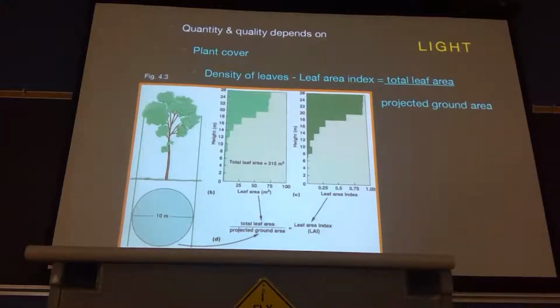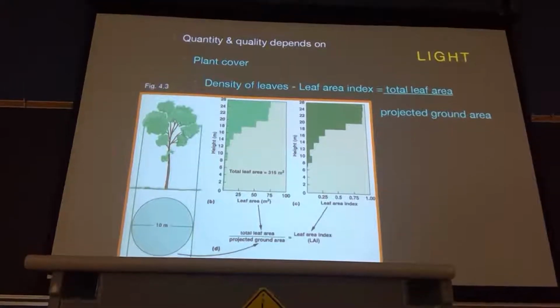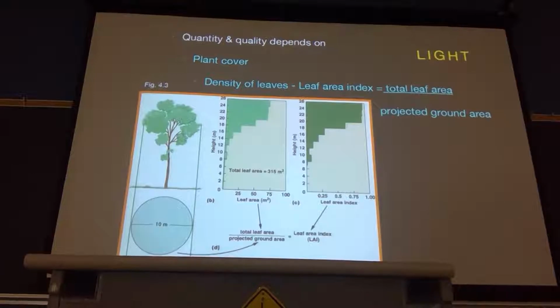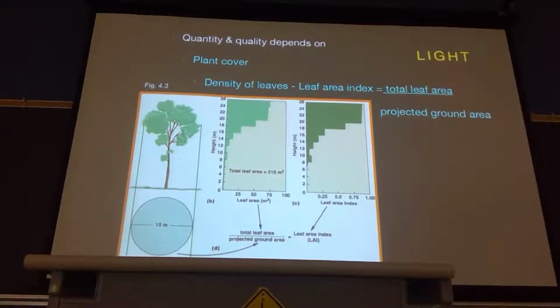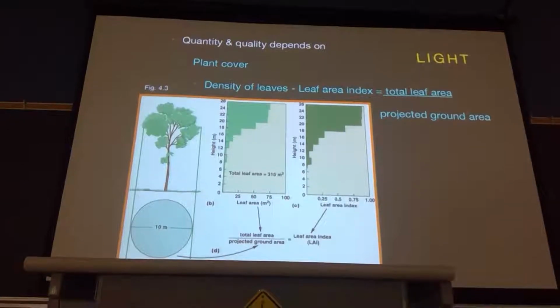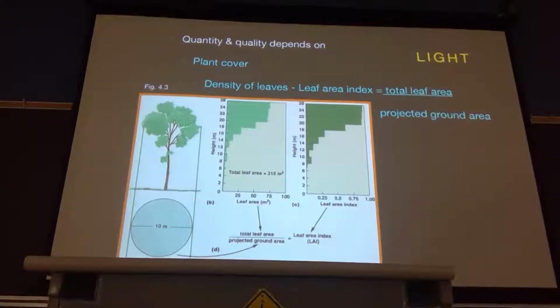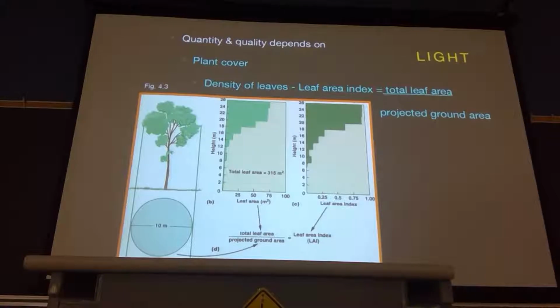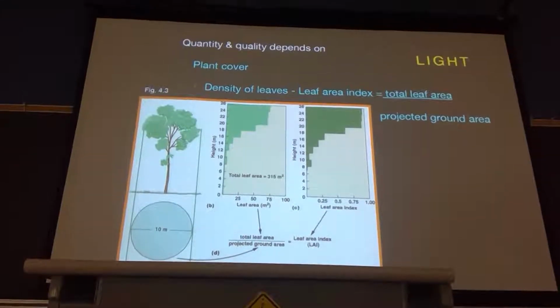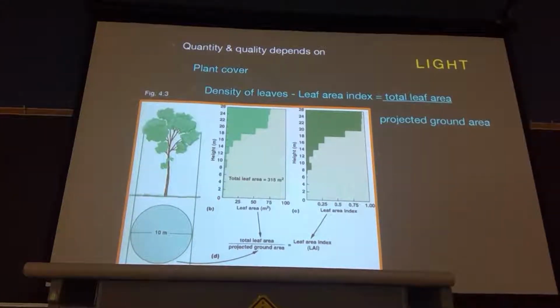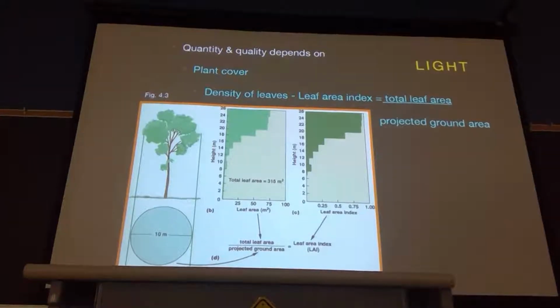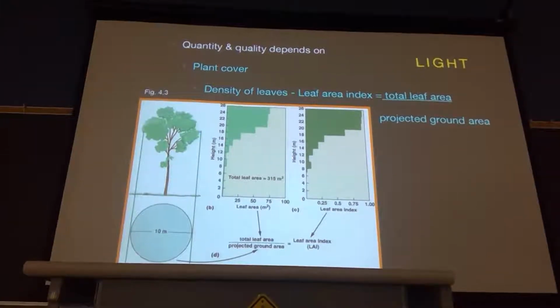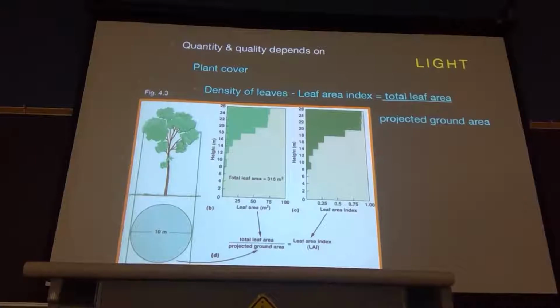Okay, the next thing that affects light is the plant cover. So the type of plant will affect how much light gets through. The number of leaves out there on a given type of plant will also affect the quantity and the quality of light that gets through. Okay? When we talk about plant cover, we often are measuring what we call the density of leaves, and we measure it by what we call the leaf area index, or LAI.